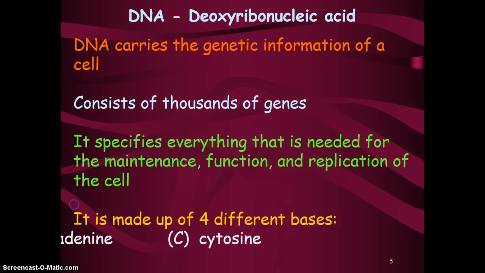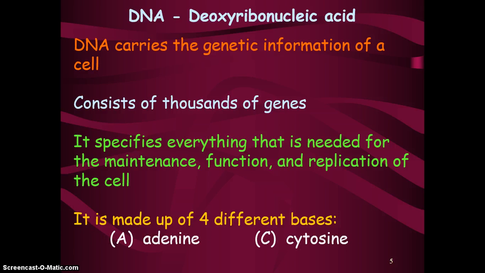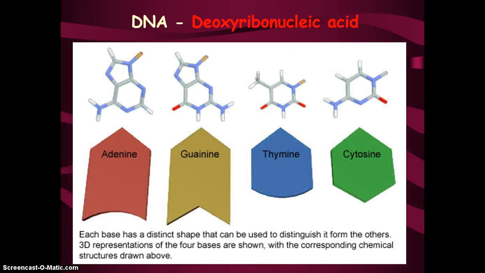It's made up of 4 different bases, and you're familiar with these, I'm sure. Adenine, cytosine, thymine, and guanine. And we always talked about how adenine and thymine pair together and cytosine and guanine pair together, the pyrimidines and the purines. And that's what we see here. Adenine and guanine are examples of purines, and thymine and cytosine are the pyrimidines. So we pair A and T, C and G.